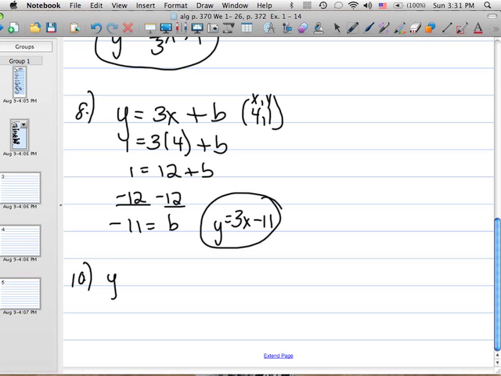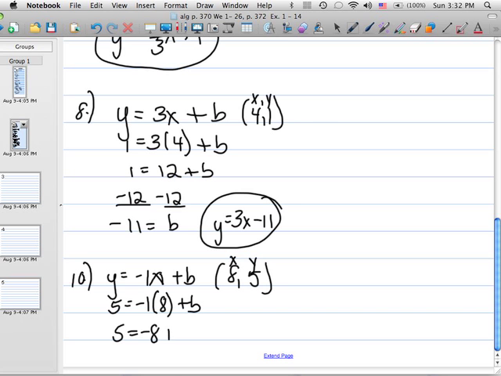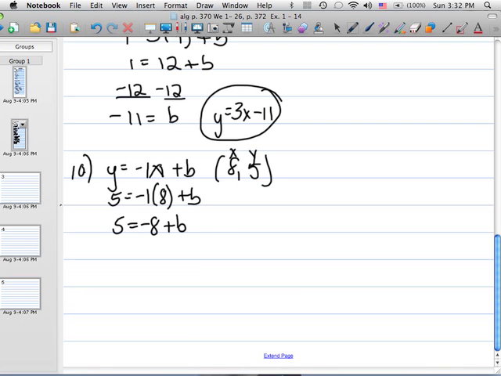Problem number 10, the slope is negative 1, so we'll put that into the equation. Y equals negative 1x plus b, and it passes through the point 8, 5. So x is 8 and y is 5, and we'll find b. 5 equals negative 1 times 8 plus b. So 5 equals negative 8 plus b. Add 8 rather. So the intercept is 13, and our equation is y equals negative x, you can drop the 1, plus 13.